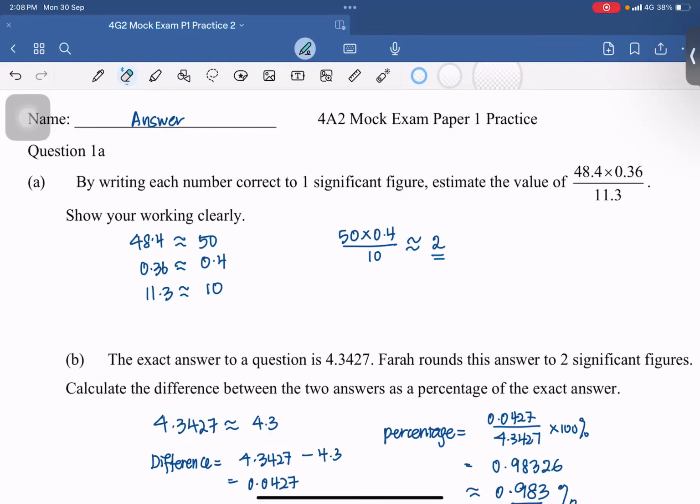First, question 1A: by writing each number correct to one significant figure. Please read the question carefully. The question asks you to estimate each number to one sig fig. So you round off, then you calculate.